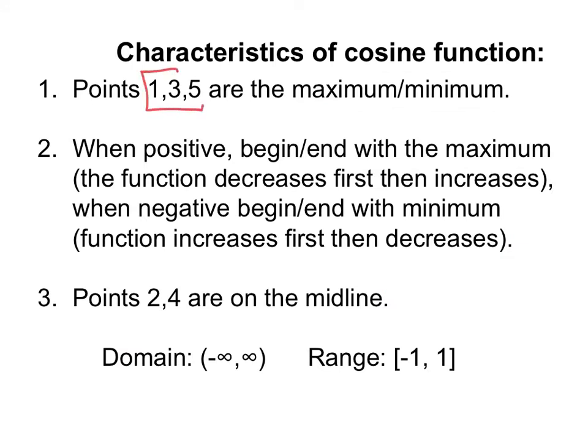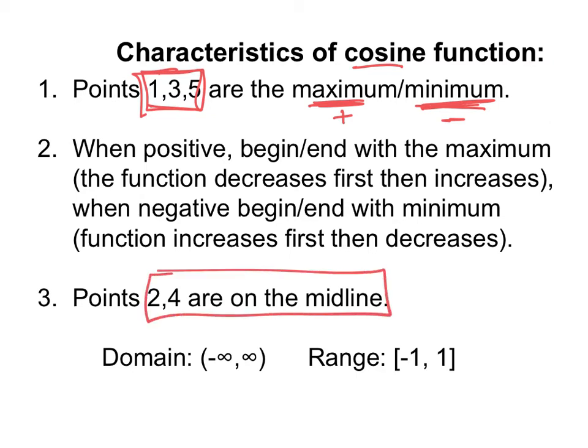So here's how it's different. Before, points 1, 3, and 5 were on the midline for a sine. But for a cosine, those are the maximums or the minimums. And whether it is positive or negative depends upon where you begin, because you're starting at a maximum. So when it's positive, you start at the maximum. When it's negative, you start at the minimum. Points 2 and 4, just like before, are always on the midline, regardless if you have a reflection or not.